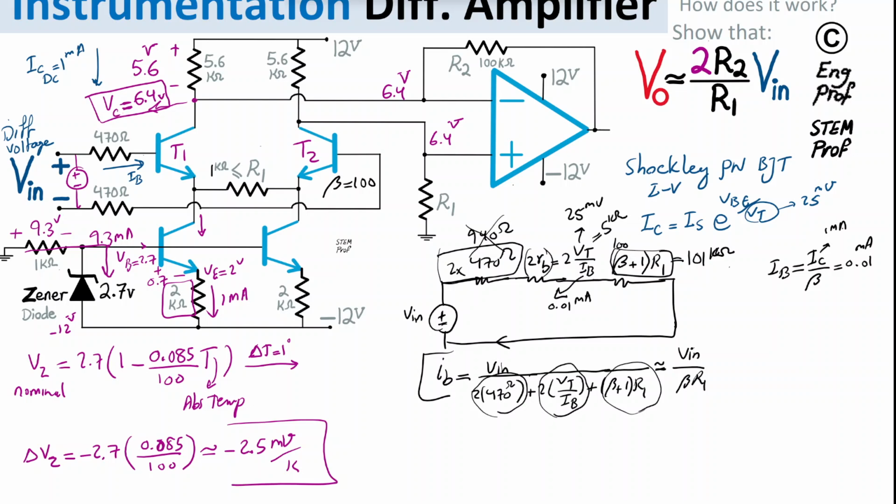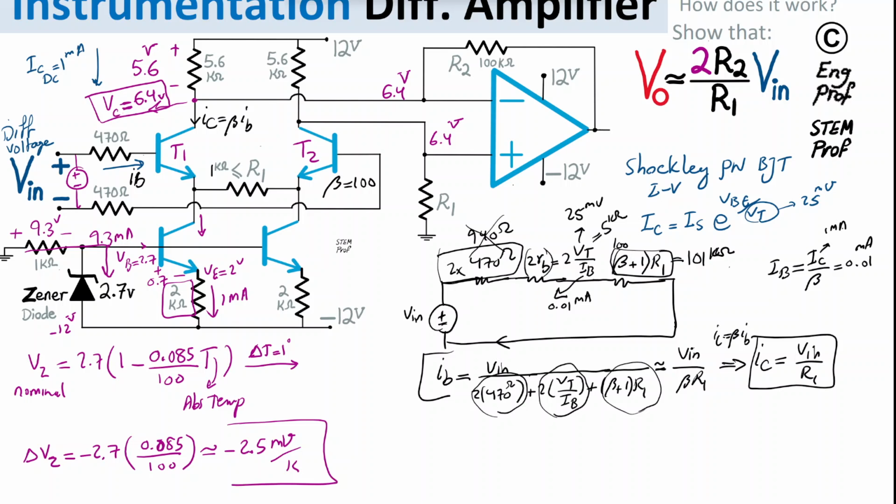Now, that's the base current generated by this input voltage. Naturally, the collector current is beta times that. So the collector current flowing like this will be beta times I base. Therefore, I get collector current is just Vin over R1, because beta in the denominator goes away. Okay, so let's keep this.